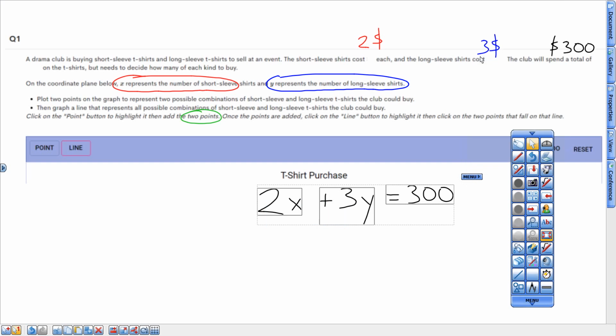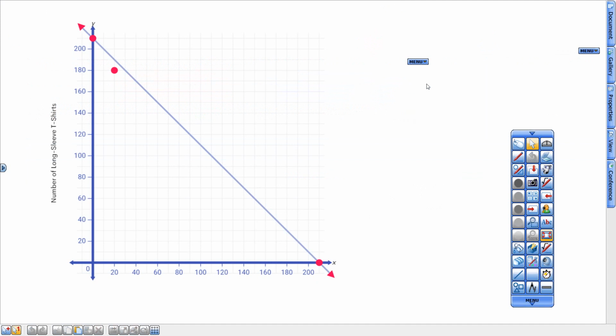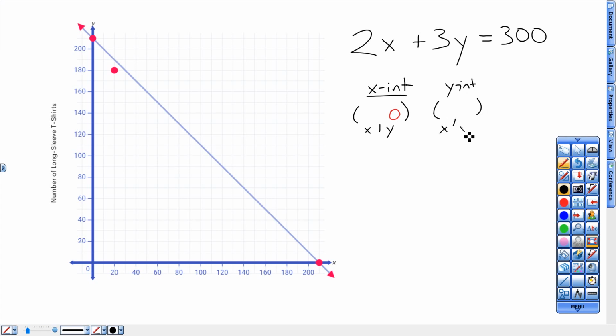So let me try to show you that. On this next page, they'll give you this graph. Here's my equation that I got from that word problem there. So what I'm going to do here is graph it using the X and Y intercept points only. For the x-intercept, remember, the y number is always 0. For the y-intercept, it's the x number that's always 0. So you need to know that.